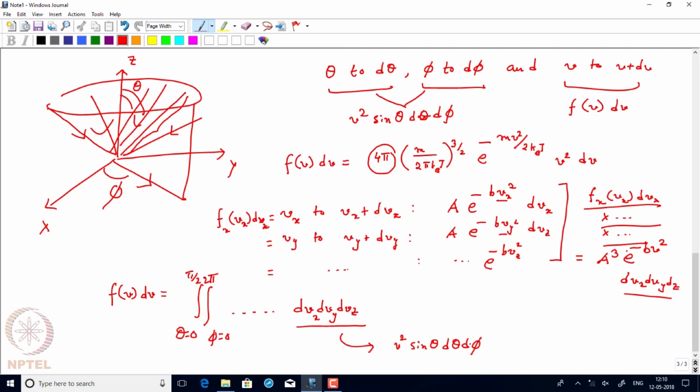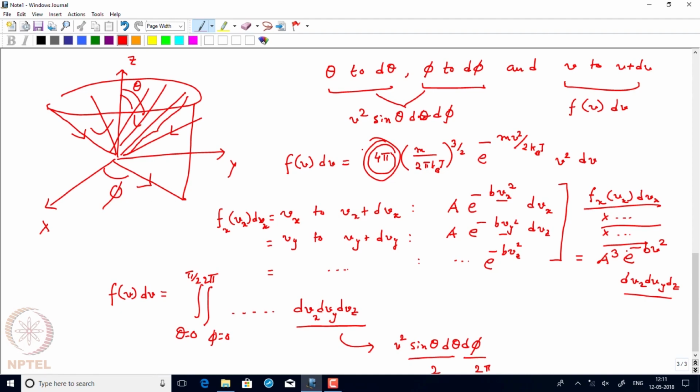If you integrate this differential volume, you can easily see that the integration of sine theta d theta gives you 2, and the integration of d phi over 0 to 2 pi gives you 2 pi, and this gives you the 4 pi factor. Now we do not want to use exactly the Maxwell-Boltzmann distribution here, because the Maxwell-Boltzmann distribution is already integrated over the different angles. It is a speed distribution.